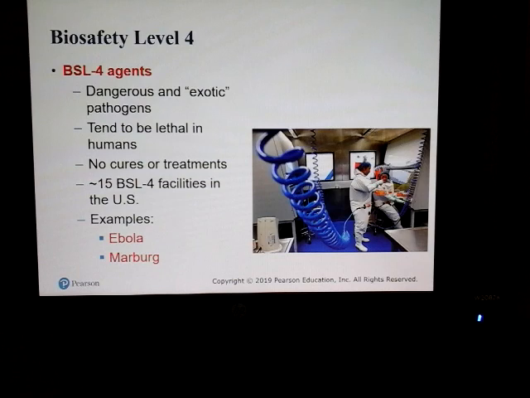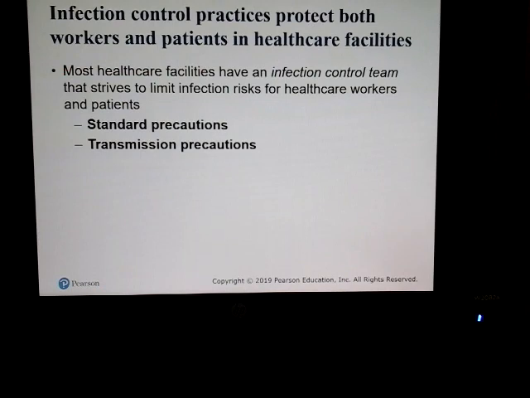And finally, the highest level, BSL-4. These are dangerous. They tend to be lethal. There's no cures or treatments at all, and there's only about 15 of these facilities in the U.S. Two examples would be Ebola and Marburg. And if you look, you have to wear these special kinds of hazmat suits, and this actually is a bubble over that person's head, and it's all got to be contained. It's got to be airtight, and that's the only way you can work with these types of pathogens.